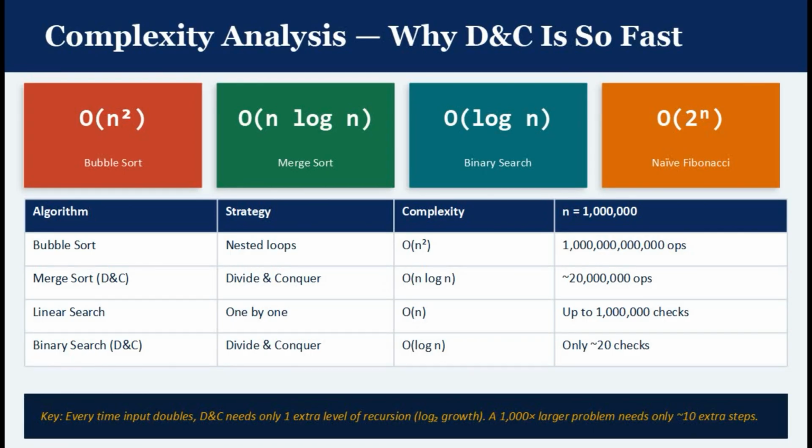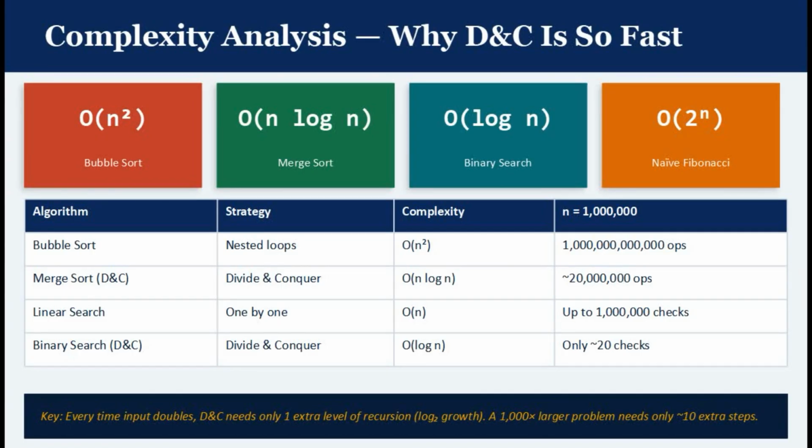Let us talk about why divide and conquer is so much faster than brute force approaches. Look at the 4 complexity callouts at the top of this slide. Bubble sort is O of n squared. Merge sort is O of n log n. Binary search is O of log n. Naive Fibonacci, which misuses DNC on overlapping subproblems, explodes to O of 2 to the n.